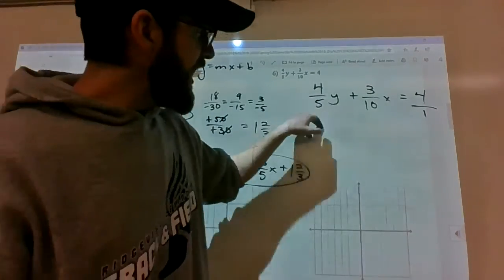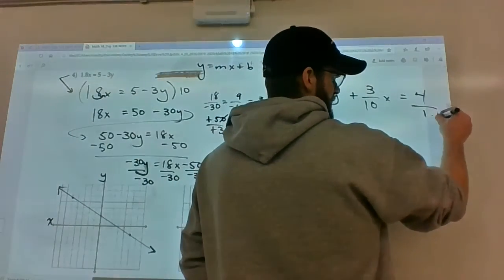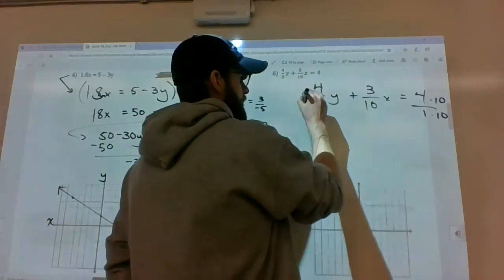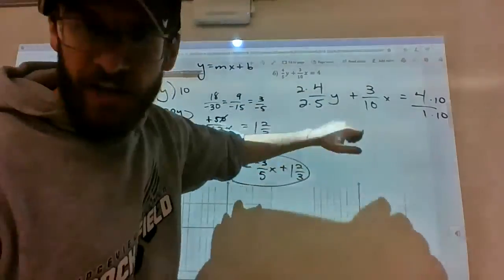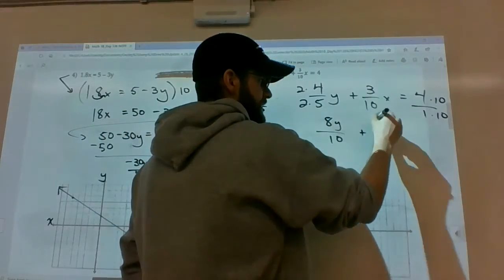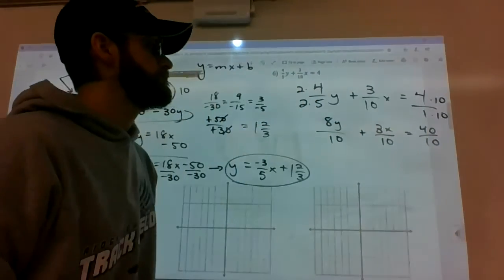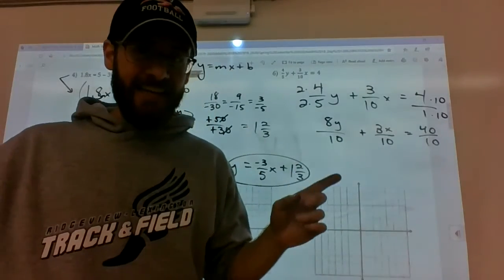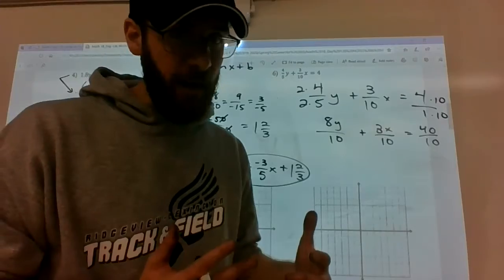What's a number that'll divide 5, 10, and 1? 10? So times 10 times 10, unchanged here. This will be times 2 times 2. Great. So now we have 2 times 4, and then the y is going to be on the top part of the fraction. 8y over 10 plus 3x over 10 equals 40 over 10. Now, if everybody has a denominator of 10, you can multiply both sides by 10, and it cross-cancels with the 10s. I just use the term ditch the denominator once you find a common denominator.